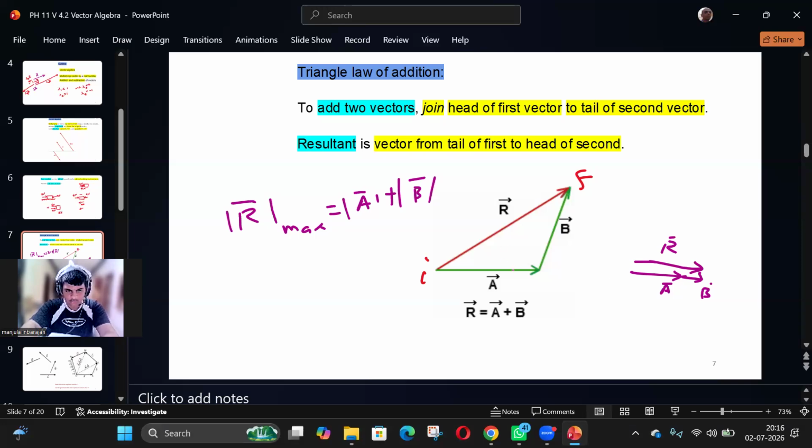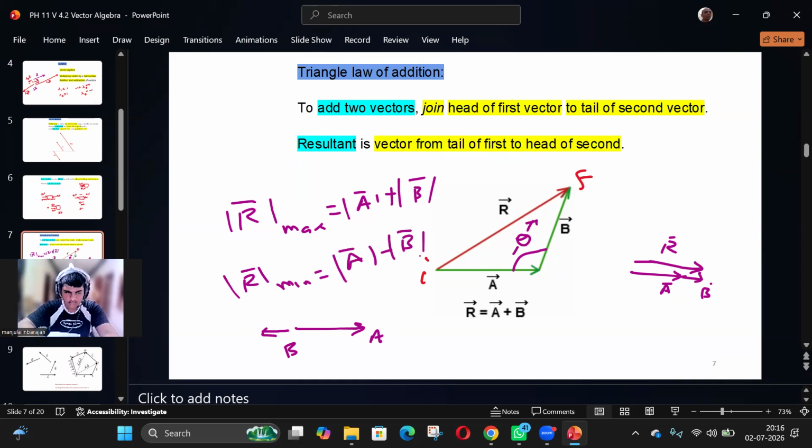The thing which I'm free to change is theta. Theta I'm free to change, say for a particular condition. So when theta is 0 degrees, R will have the maximum value. R will have the minimum value when it's like this. A is like this, but B is in the opposite direction. So in this case, the minimum length of R is A minus B, and I can take the modulus because if the length of A is more, it will be positive. If the length of B is more, this will be negative, but we are considering the magnitude.